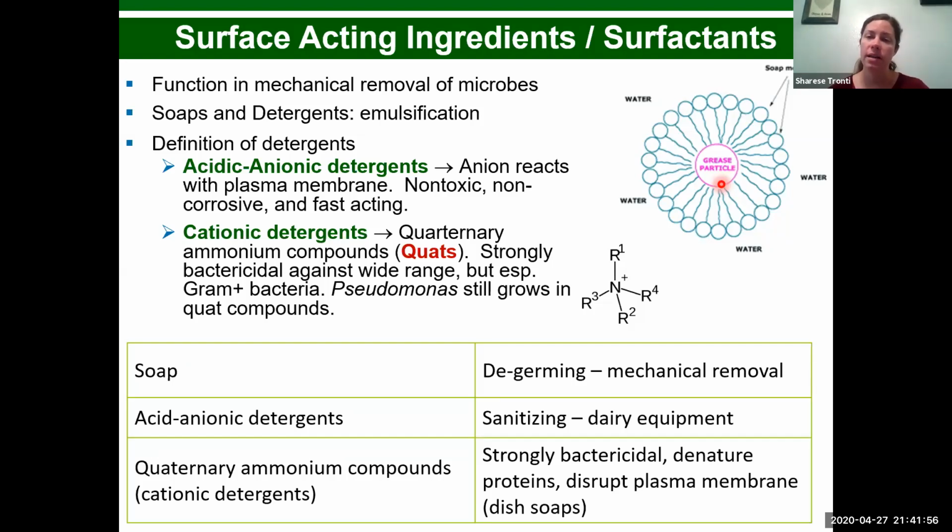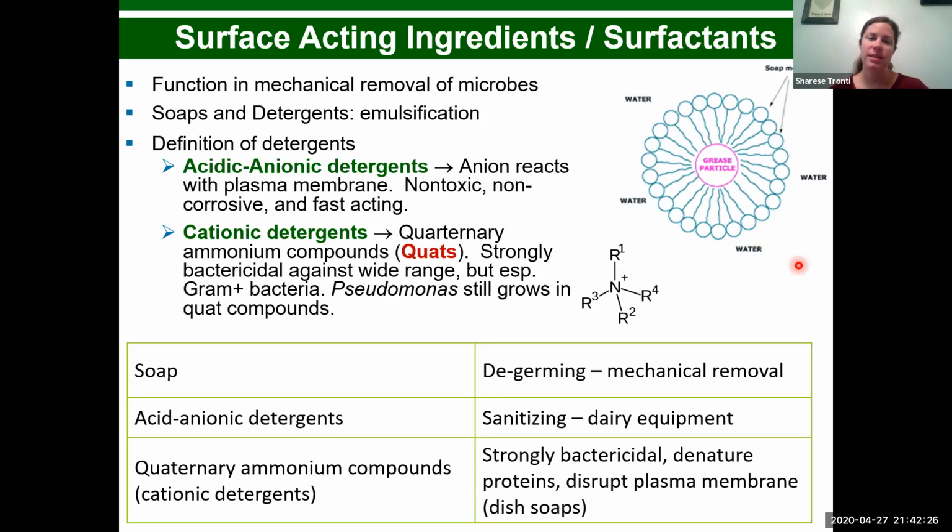It's going to bind to your skin that's flaking off, your dead skin, the grease, and the microbes that are on your hand. So the soap will, on one side, bind to those that are on your hands, and then on the other side will bind to water. So then as you wash them off, the microbes will be mechanically removed from your hands. So that's what these surfactants are doing.